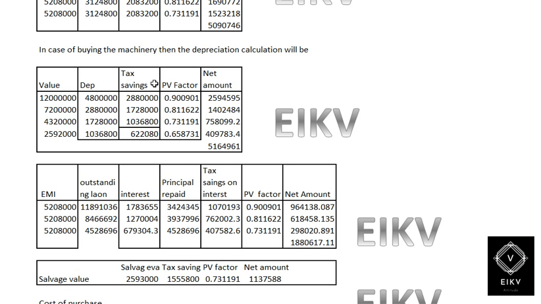After computing that, we have the tax saving part. After computing the tax saving part, we get the 1 minus tax rate part, that is the tax shield amount. Such amount should be multiplied by the PV factor, which will give you the total tax saving, which is 51,64,961.